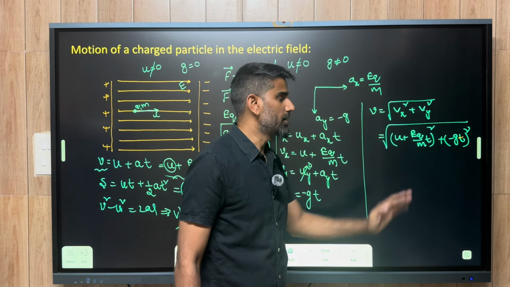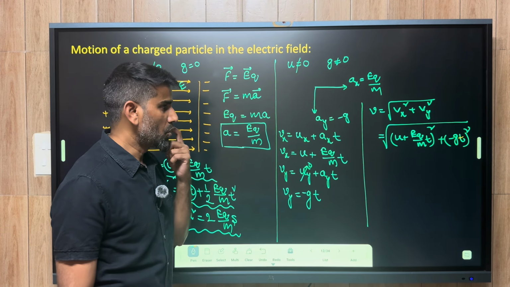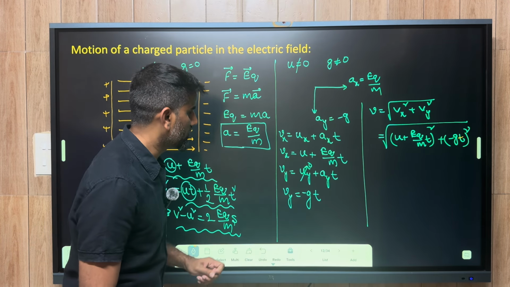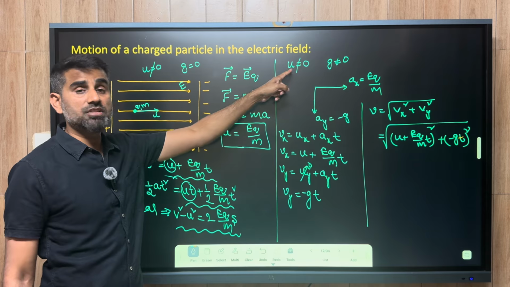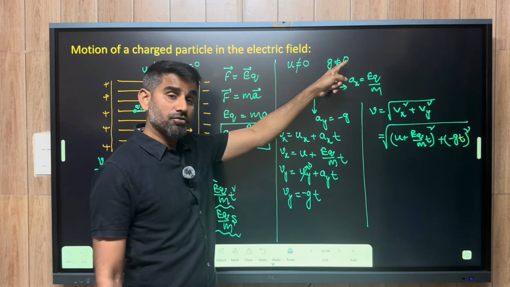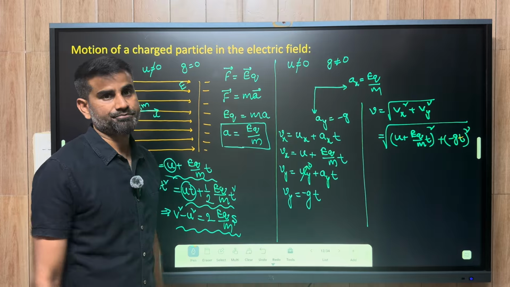It is understandable, right? Okay. So u plus eq by m into t plus minus gt whole square. So this is the velocity of the charged particle after some time t, when the particle is shot with initial velocity u and gravity is not absent. Gravity is not absent, it is already there.